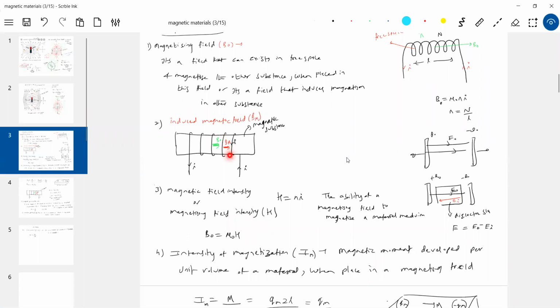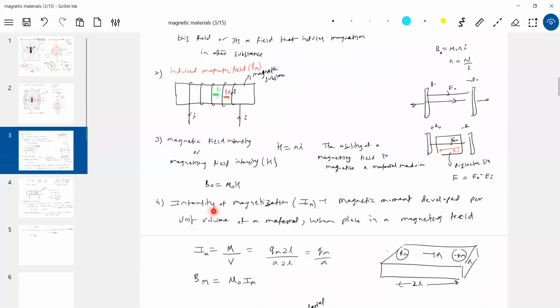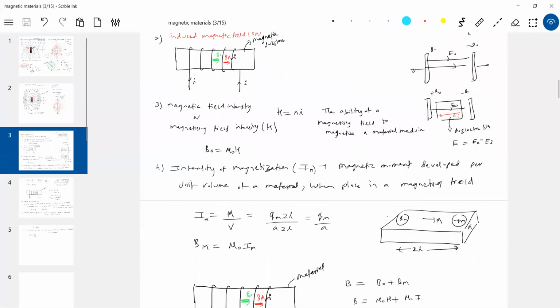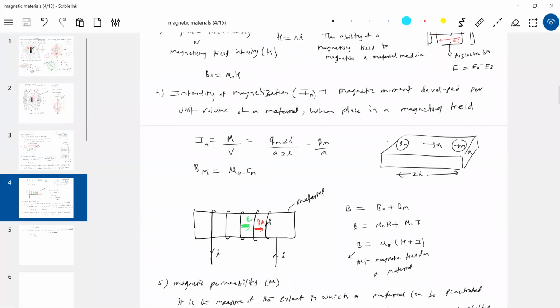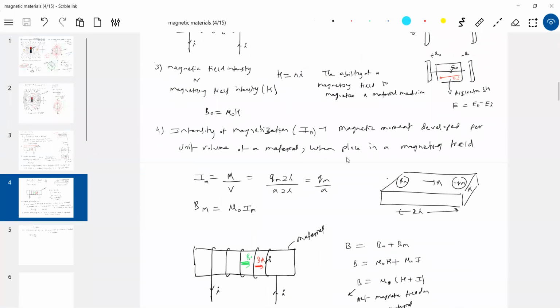The induced magnetic field is Bm, because in the material some magnetism will be induced. Next, how much the substance got magnetized. This is the magnetic moment developed per unit volume of material when placed in a magnetic field. In other words, intensity of magnetization is a measure of how much a substance got magnetized when placed in a magnetic medium. I'll write it here: intensity of magnetization, one more definition.